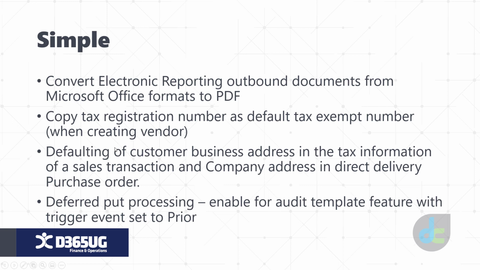The next two, copy tax registration as default and defaulting of customer business address. These features will just change the way in which some information gets copied onto either a vendor or a customer. So with copy tax registration number, this controls the behavior of copying tax registration number.